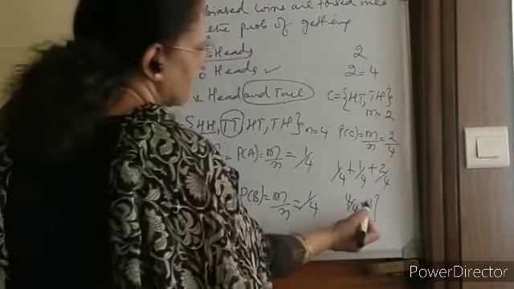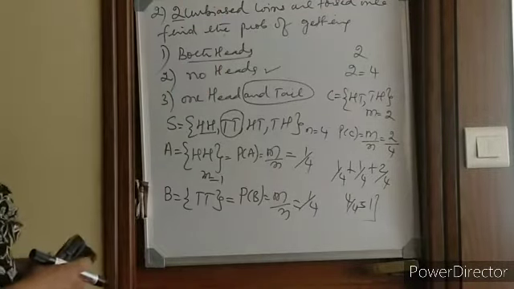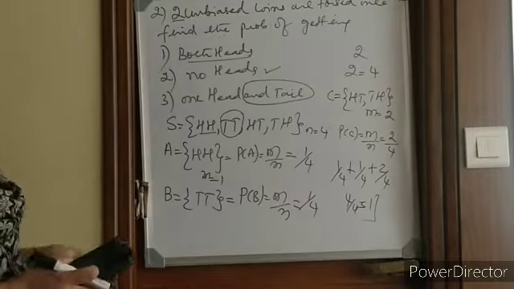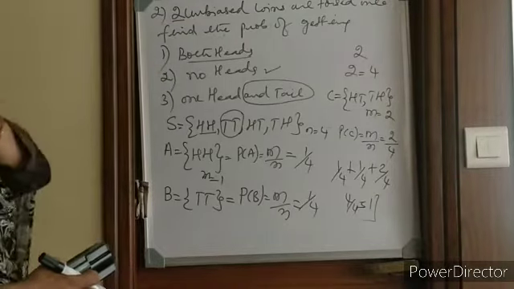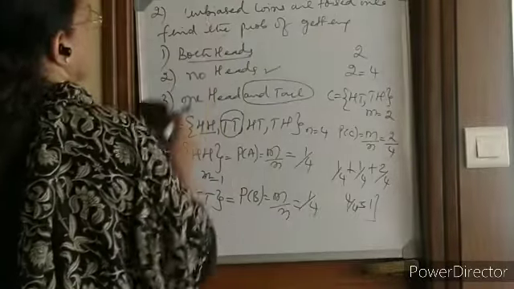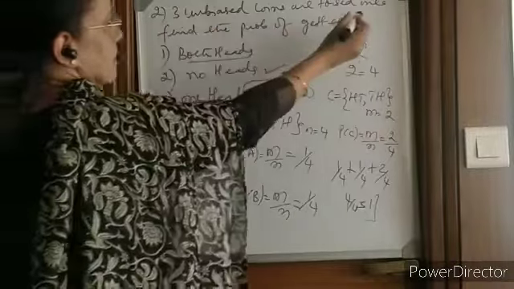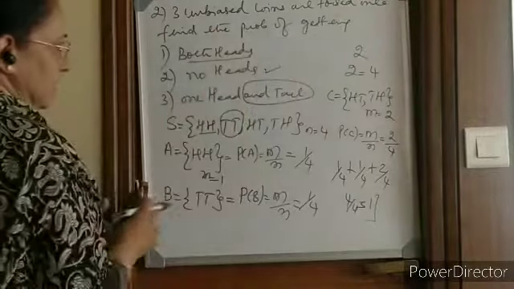Okay. So like this you can go on extending. So the next one will become: 3 unbiased coins are tossed once. Find the probability of getting.